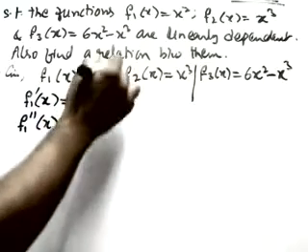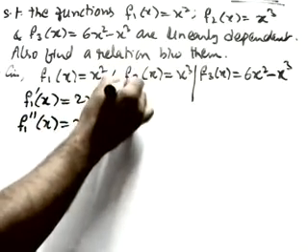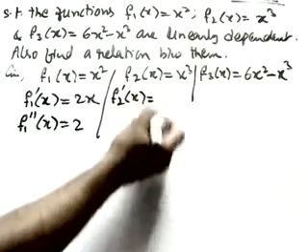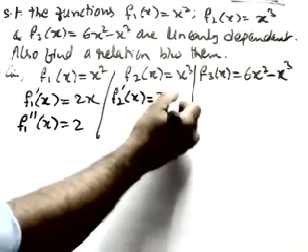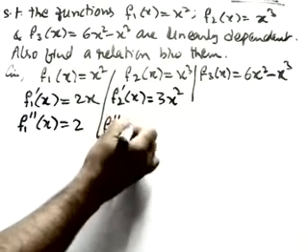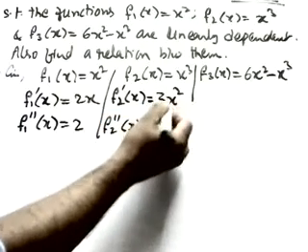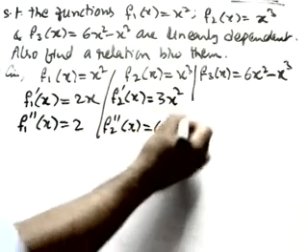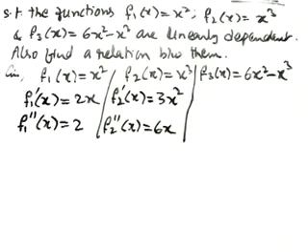d by dx of x is 1, 1 into 2 is 2. Similarly, f2 dash of x: first time differentiation of x cube, we know differentiation of x cube is 3x square. Again f2 double dash of x, differentiation of x square is 2x, so 2 threes, it will be 6x.